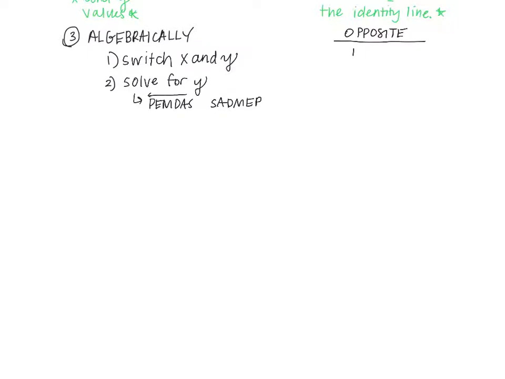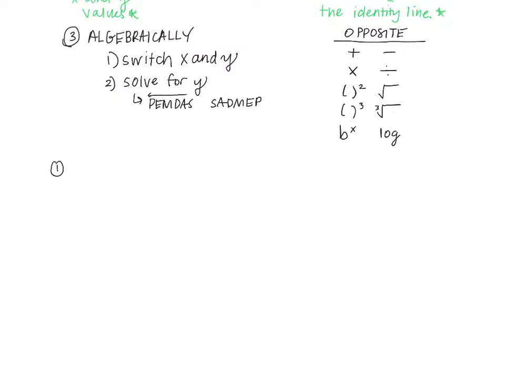Our opposite of addition is subtraction. Multiplication, we said, is division. Of squared will be square root. Of cubed will be cube root. And of exponential, we said, will be log. So let's do an example.